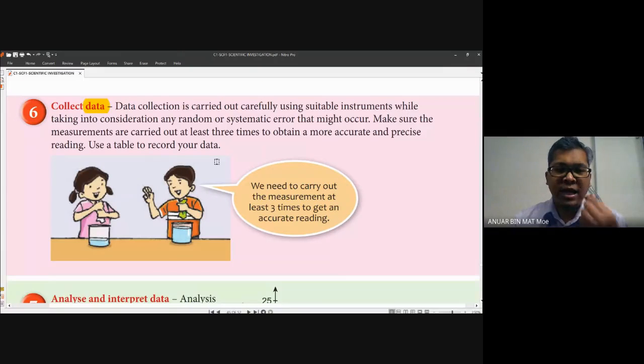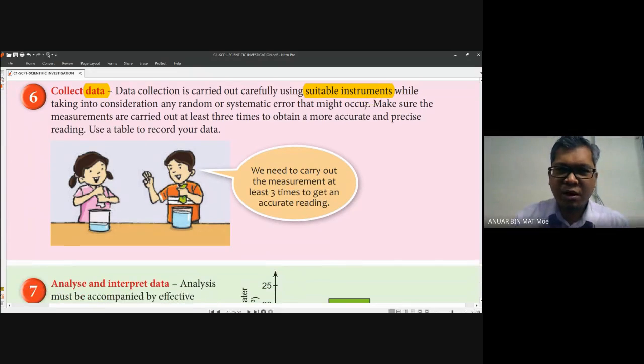Number 6, after you conduct the experiment, you must collect the data. How to collect the data? By your observation. When you do the experiment, you need to observe carefully what changes are happening there. And then the changes, you need to collect the data. How to collect the data? Using suitable instruments. This we already learned. You give me one example of an instrument.